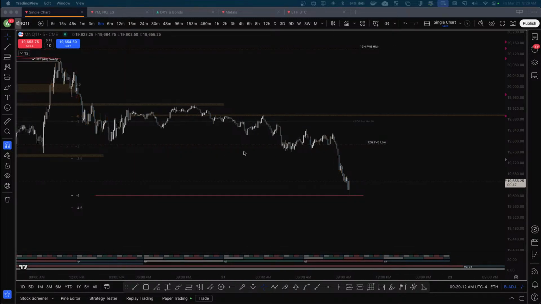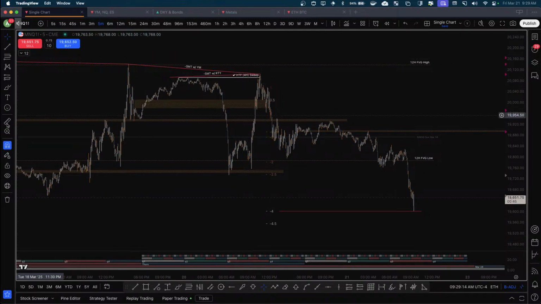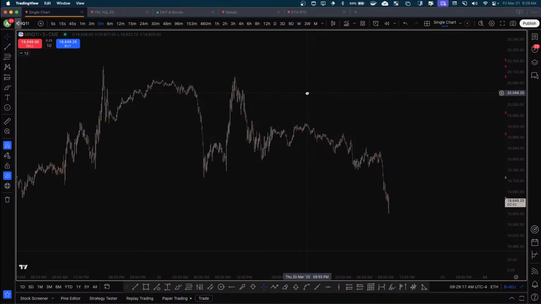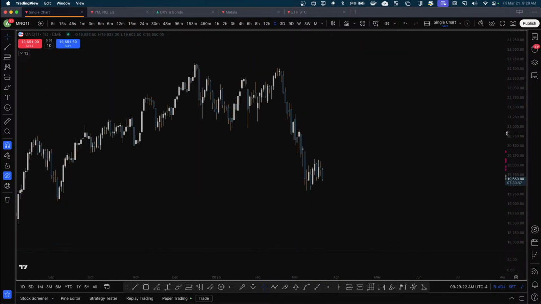9:30 open is coming up. There's a few things that I'm looking at. Let's clear this up just a little bit. This is NQ. Let's look at this on the daily. Let's check it out for a second.